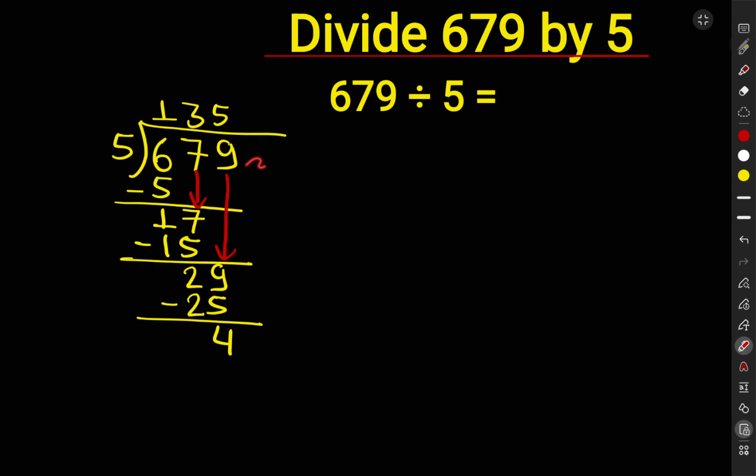So now we have no other number to put down. So we take a decimal here so that we can put 0. So it is 40 and 5 times 8 is 40. On subtracting, we get 0.